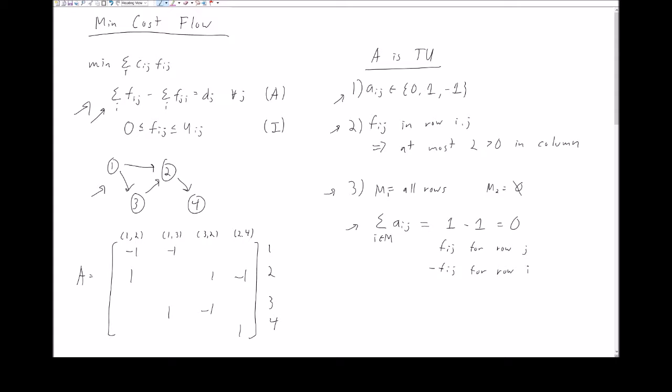Now we've verified all three conditions, and so the matrix for this min-cost flow problem is totally unimodular. As a result, solving the linear program, provided that the right-hand side vector of d_j's and u_ij's is all integer, will give us an integer solution to the linear program.